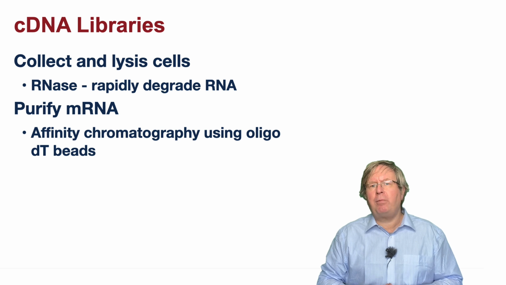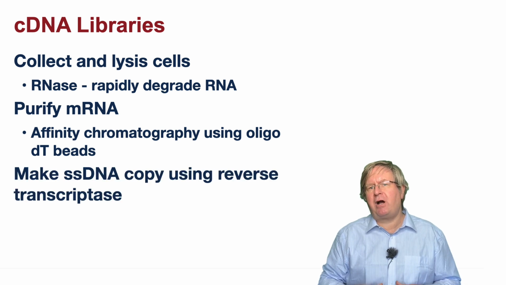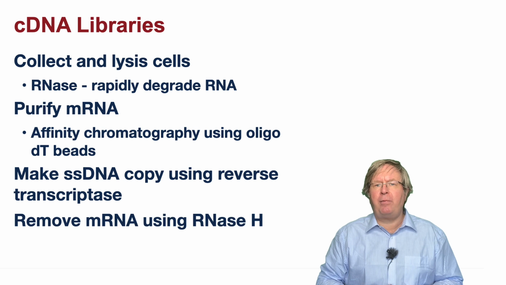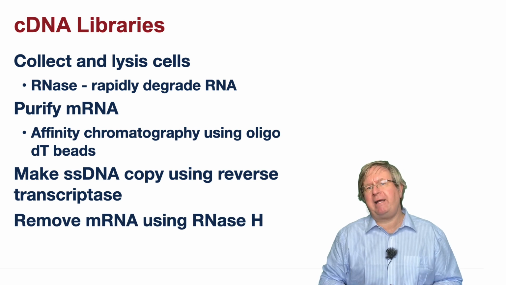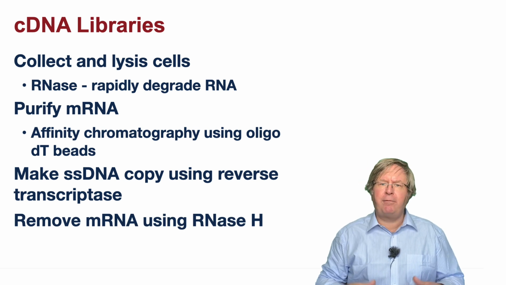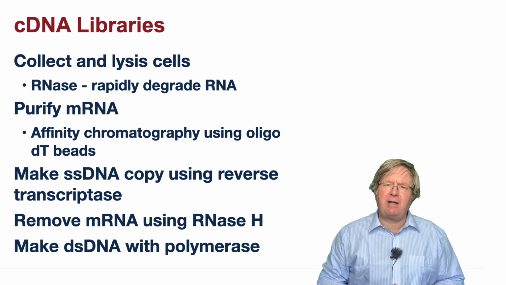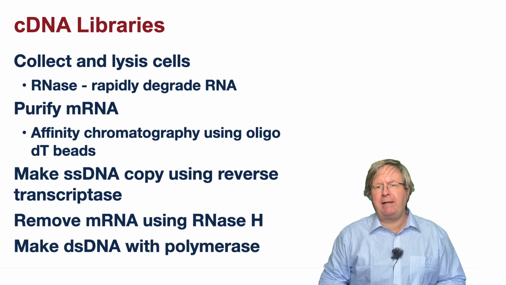Next, you would make a complementary DNA molecule of the messenger RNA using reverse transcriptase, and the messenger RNA would then be removed using RNase H. Finally, before cloning the DNA into a plasmid and getting the plasmid in bacteria, the single-stranded DNA would be made double-stranded using a DNA polymerase.